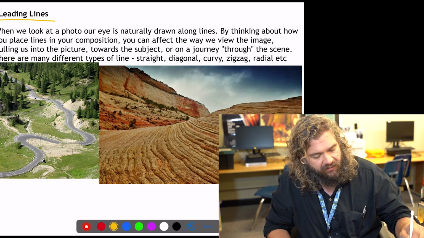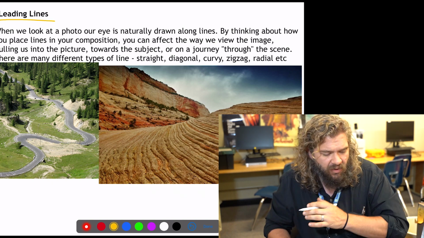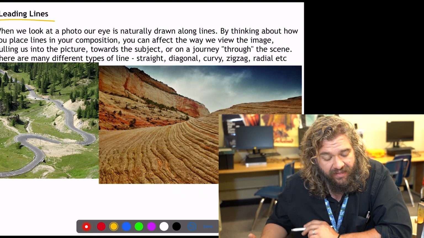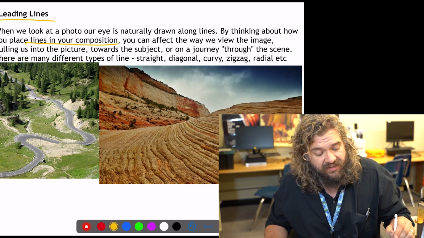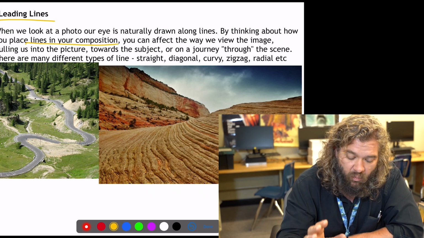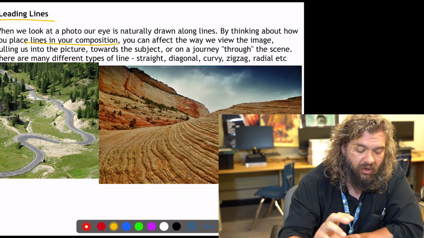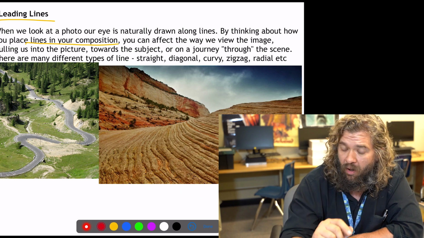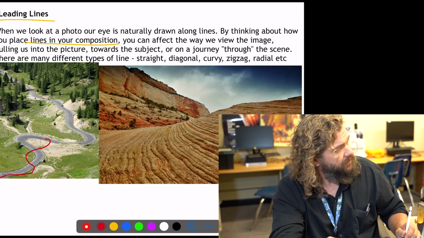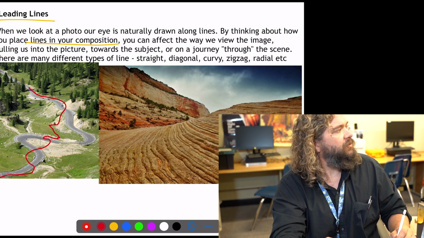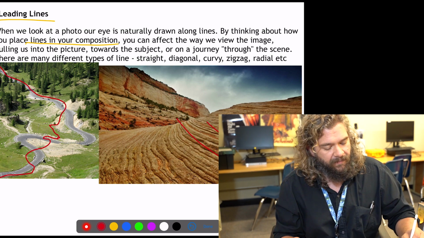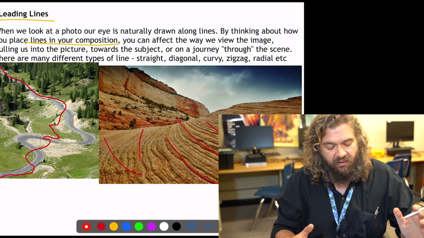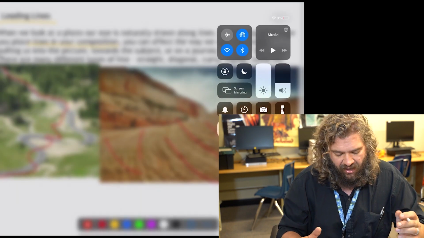Leading lines. I love this one. Leading lines. These are really useful. When you look at a photo, your eyes are naturally drawn along lines. By thinking about how you place lines in your composition, you can affect the way we, your viewers, look at your artwork. In fact, you can pull our eyes through a piece by really well-placed lines. For example, this road automatically moves my eyes through this space here. Okay, these lines here automatically move my eyes through this space here. So it's important to put together those leading lines.